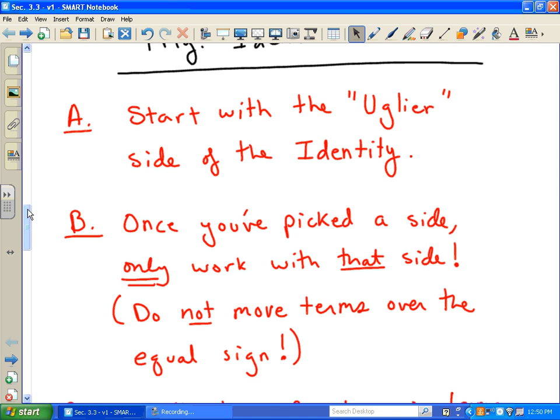The second thing, once you've picked a side, work only on that side. Do not move terms over the equal sign. So in other words, with our usual equation, we can add and subtract terms over, multiply and divide sides by the same value. You do not want to do this when you're establishing an identity. What you want to do is you pick one side, you work with that side until you have that it's equal to the other side.